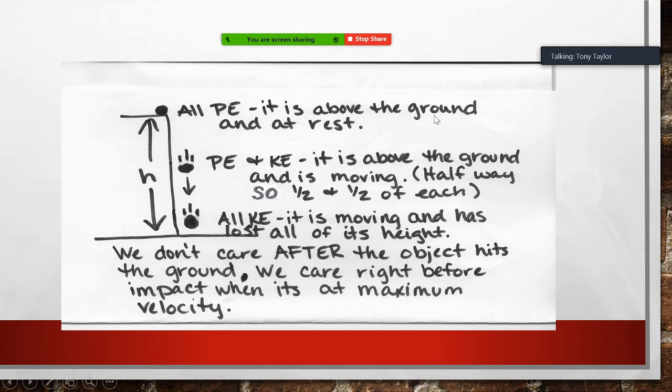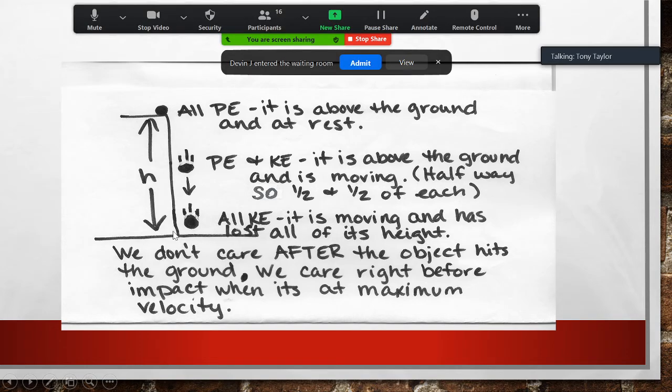And by the way, we just saw this in what we just looked at, that whenever the object is above the ground and it's at rest, it has all potential energy. As it falls, as it's halfway to the ground, it has both potential energy and kinetic energy. Okay, so they're about half and half. But as it falls, guys, just before it hits the ground, it lost all of its potential energy and has gained full kinetic energy because it's moving as fast as it will. Okay, so we're not concerning ourselves with the point when it hits the ground.